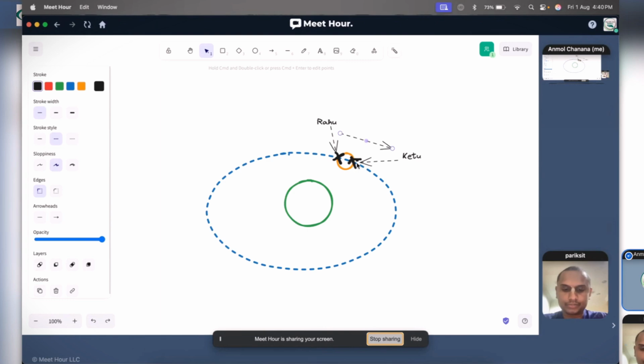Then there is their nature, malefic or benefic. Benefic is a good planet, and malefic is a bad planet. Then comes the category, the gender of the planets: male and female planets, and there are neutral planets also, which don't have a sex.